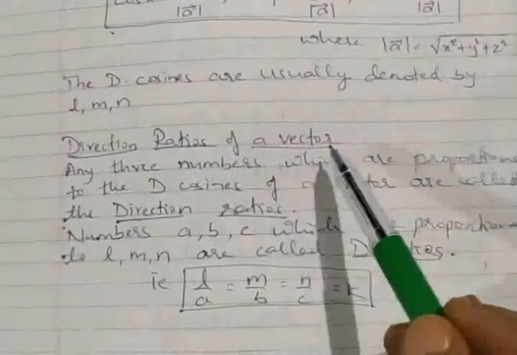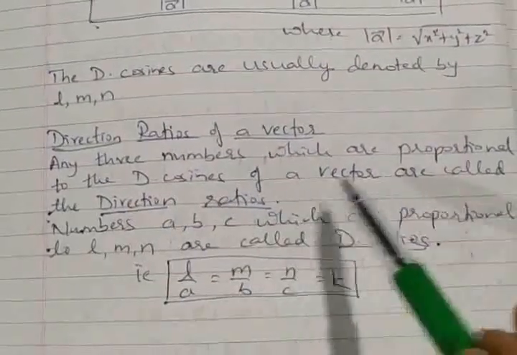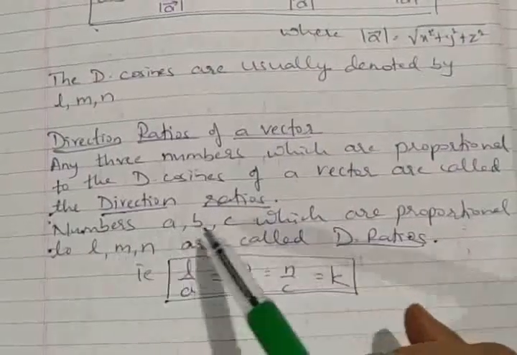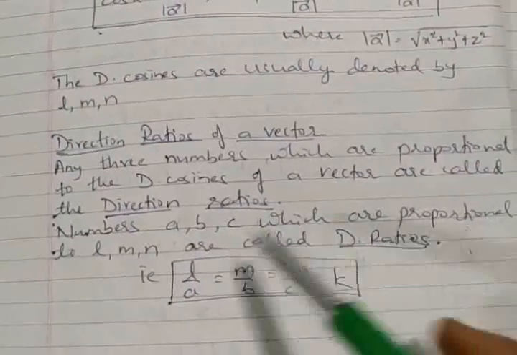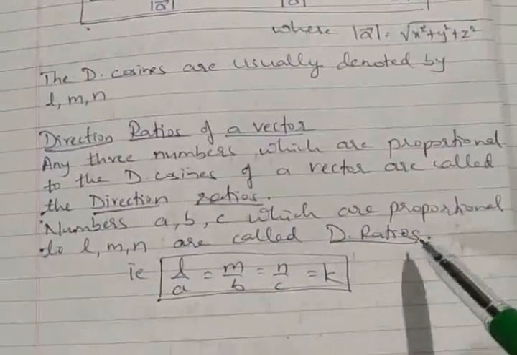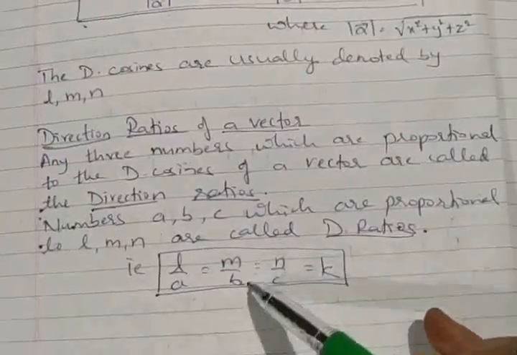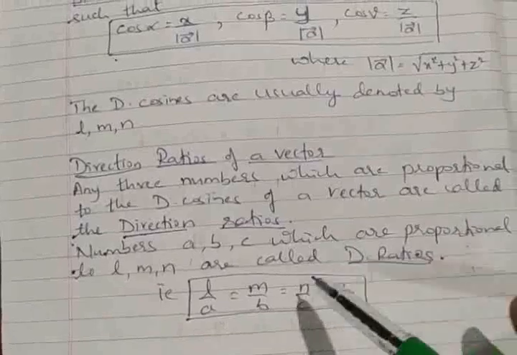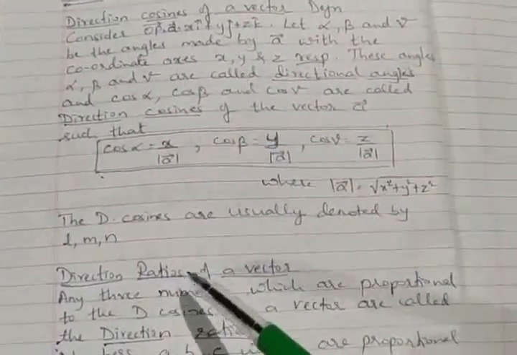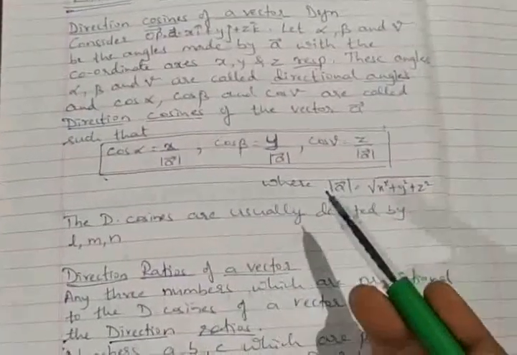And direction ratios of a vector: any three numbers which are proportional to the direction cosines of a vector are called direction ratios. Numbers a, b, c which are proportional to l, m, n are called direction ratios. That is, l by a is equal to m by b is equal to n by c is equal to k. So these are two definitions. One term is direction cosine and one more is direction ratio. Hardly have we seen them ask for the definition of direction cosines and direction ratio.